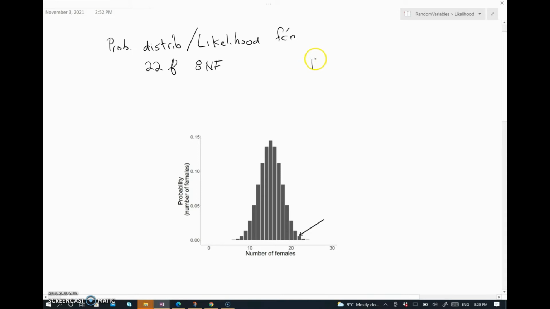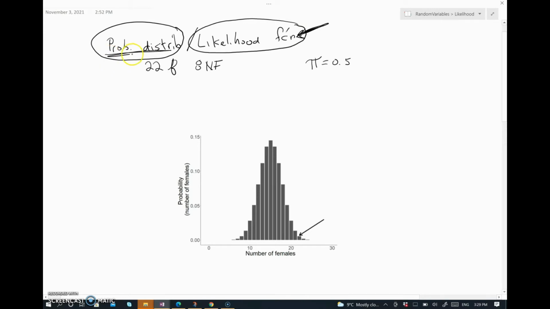Or another way to think about it is, if we think of pi as being the population parameter, the proportion of individuals who are female, is that equal to 0.5? And I'm going to examine this question in 2 different ways. First via a probability distribution, then via a likelihood function. And in doing so, I'm hoping I can get across this very important concept of a likelihood function. So let's begin trying to answer this question with a probability distribution.